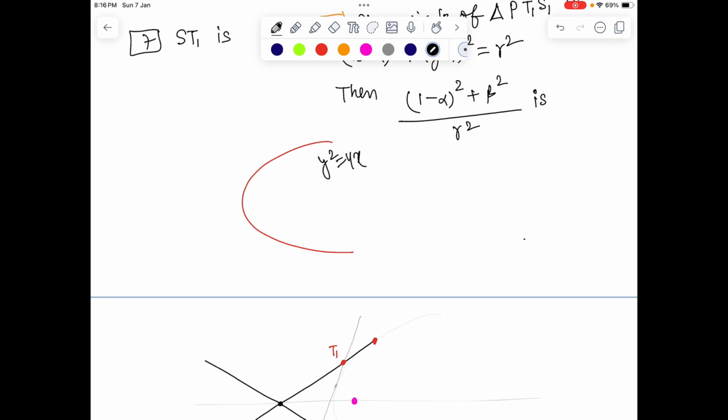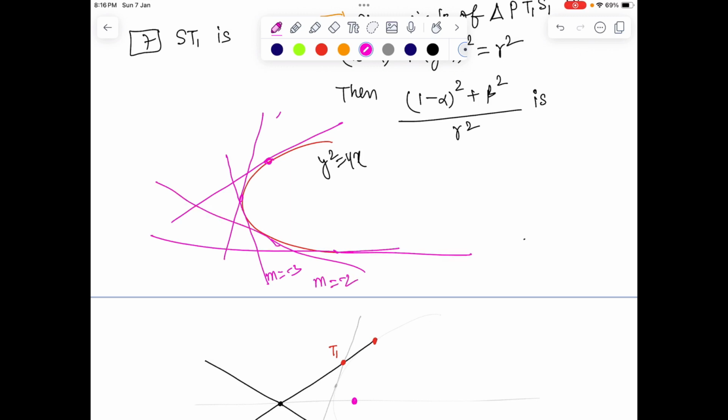So we have y square equals 4x. You give m equals 1, we'll have a tangent. Give m equals 2, we have another tangent. Give m equals 3, we have another tangent, and so on. Give m equals minus 3, minus 2, minus 1. So all this family of lines has a special property: they are enveloping a parabola, or they are tangent to this parabola for different slopes.